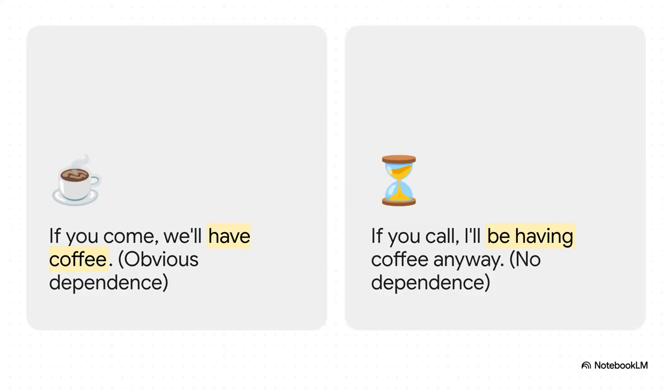So the really crucial point is understanding why we choose this tense over others. Let's directly contrast two sentences to show the specific flavor the future continuous brings. On the left side, we've got the future simple. If you come at 8 a.m., we'll have coffee together. There's an obvious dependence here, right? The coffee date only happens if you come. But look at the right side, the future continuous. If you call me at this time, I'll be having coffee. This shows an action that will happen anyway, without any obvious dependence or even personal intention directed at the other person. Whether you call or not, my morning coffee routine is inevitable.